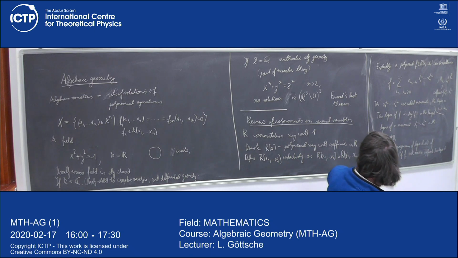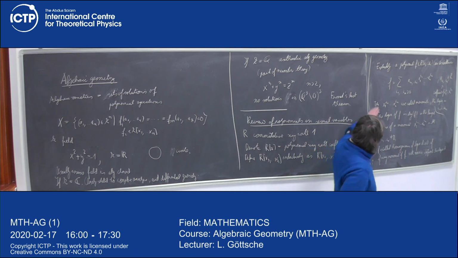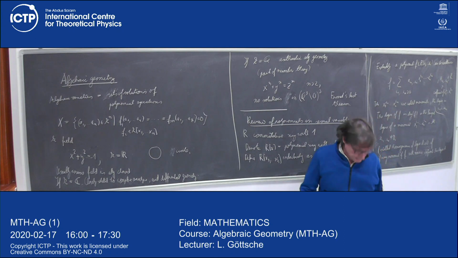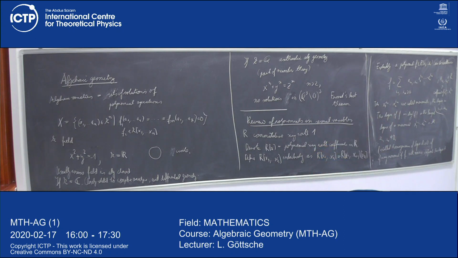You see there are a few things to check that this definition gives you this, but that's an easy exercise. Now we want to come to the actual geometry. So we now talk about affine varieties and affine algebraic sets.